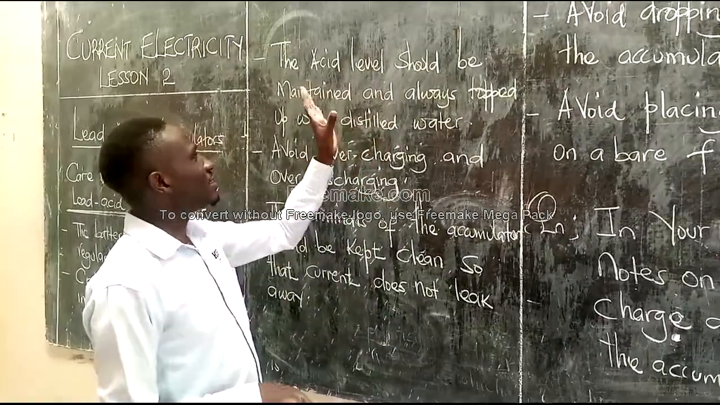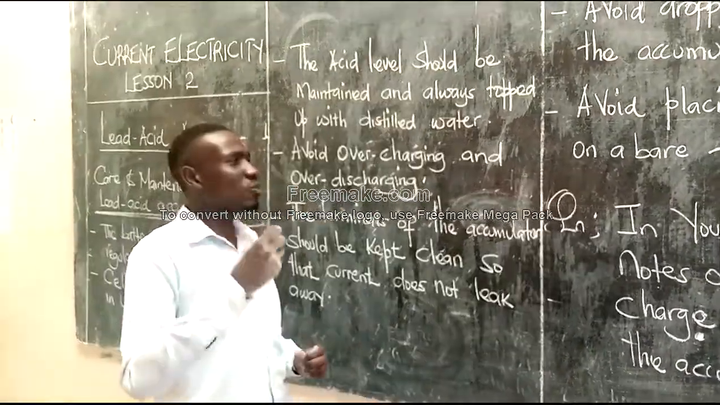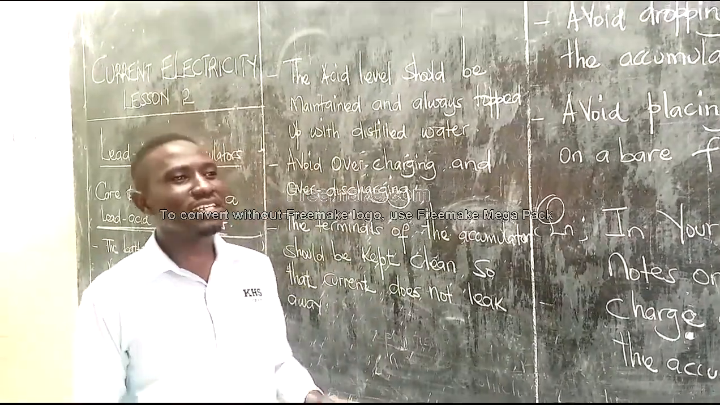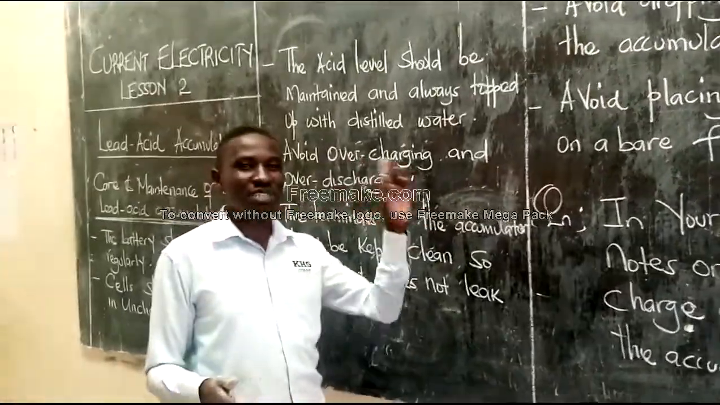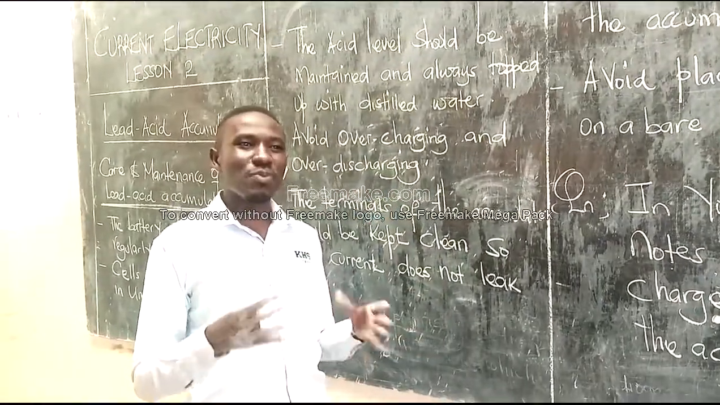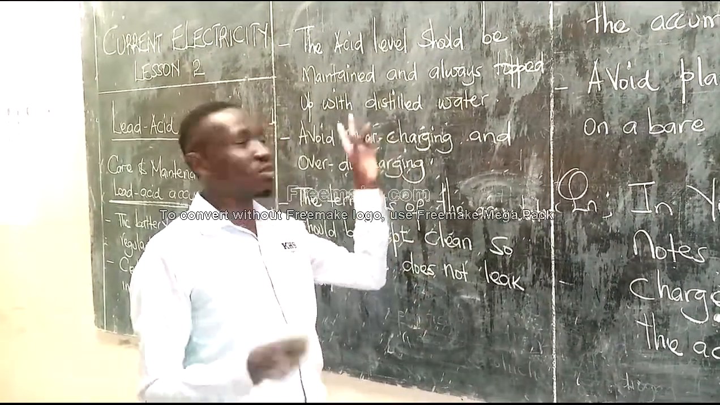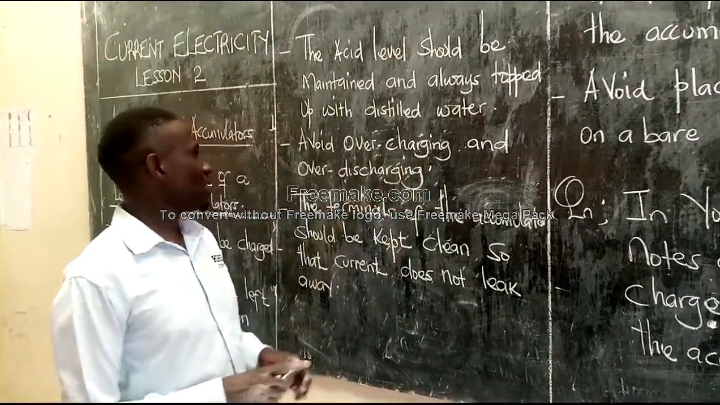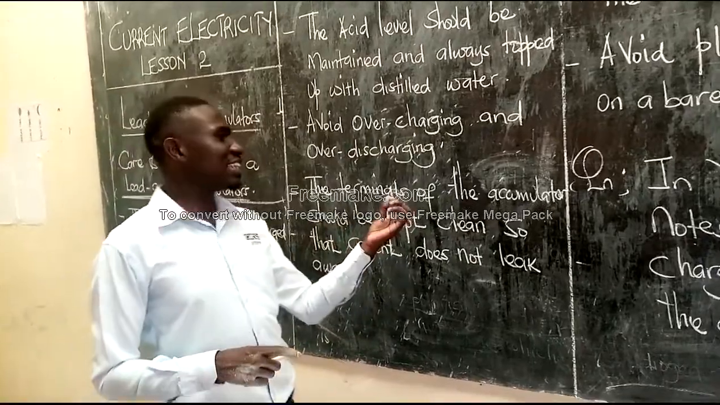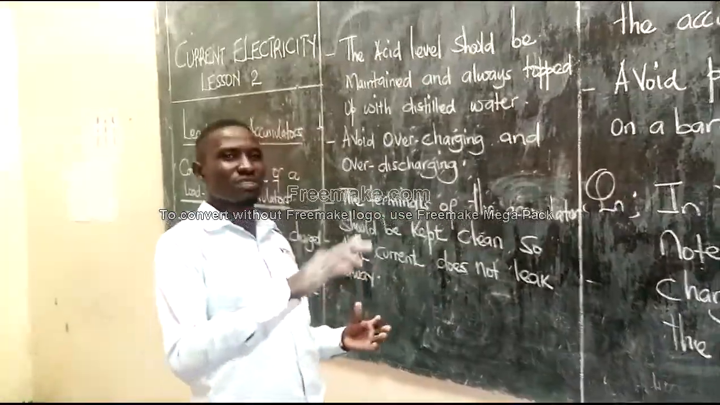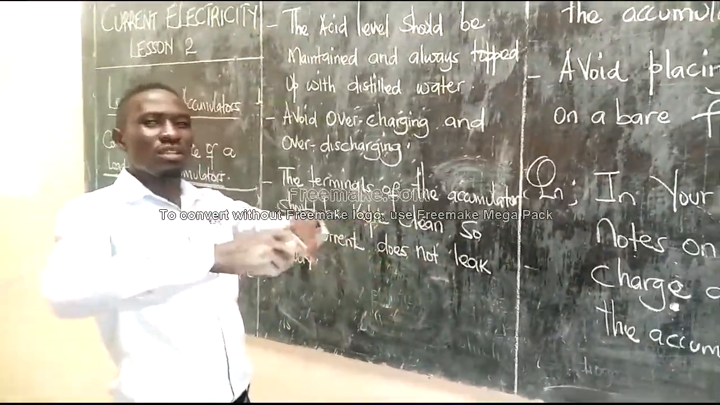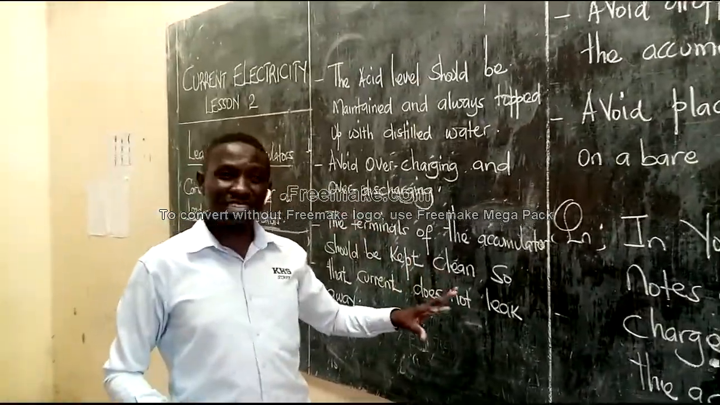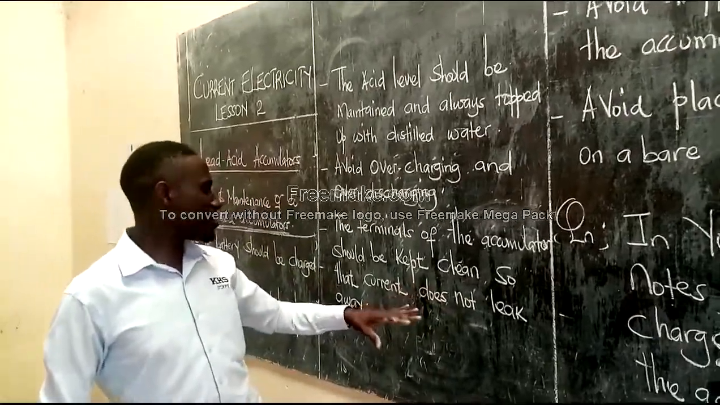Then too, you should maintain the acid level. How do you maintain the acid level? You always top it up using distilled water. Don't bring in boiled water. We are talking about distilled water. I have seen people take their batteries and add in distilled water. We have already talked about charging. Then the terminals of the accumulator, the positive, the negative, and even where you put the distilled water, should be kept clean so that current does not leak away.